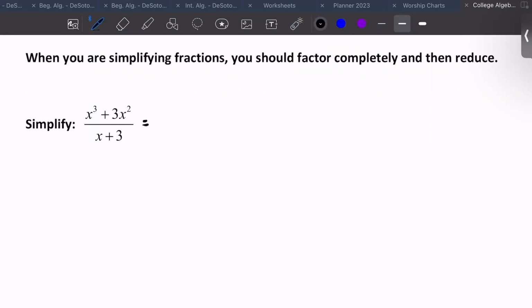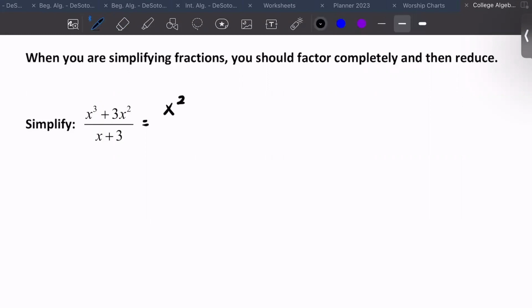So x cubed plus 3x squared. There's only one thing that we can do to the numerator to factor it, and that's take out the greatest common factor. I can take out 3x squared, nope, I can only take out an x squared.